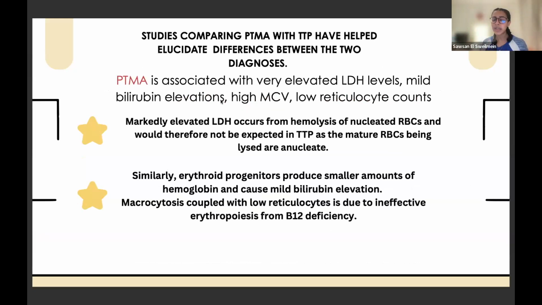Now talking about the LDH elevation, why the markedly elevated LDH can be a clue that this is a pseudo TMA is that it usually occurs in nucleated RBCs. The immature, smaller RBCs that still have a nucleus have a higher concentration of LDH compared to the mature RBCs that are enucleated. And the other thing is that the erythroid progenitors have a smaller amount of hemoglobin. That's why the bilirubin is not highly elevated in such conditions. And the macrocytosis with the low reticulocyte count is because of the process of ineffective erythropoiesis.